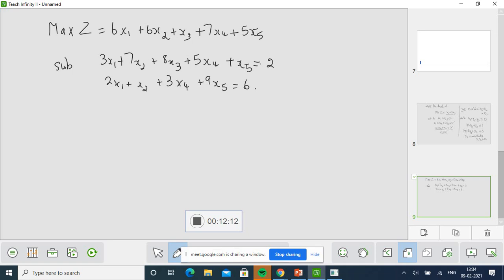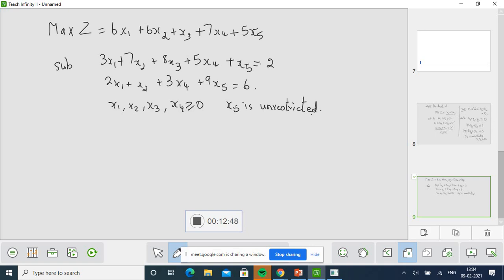Now everything is given as equality. So write down here, x1, x2, x3, x4 greater than or equal to 0 and x5 is unrestricted. So this is what is given to us. Now with this we have to frame the dual.